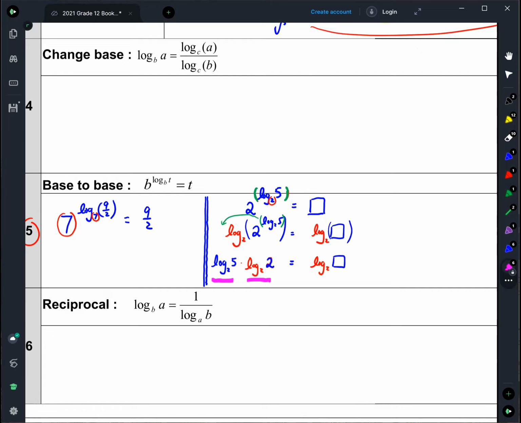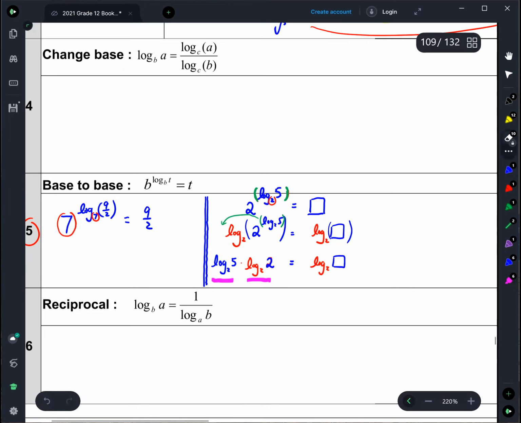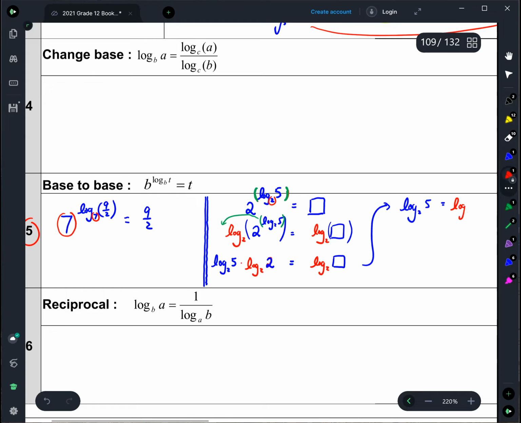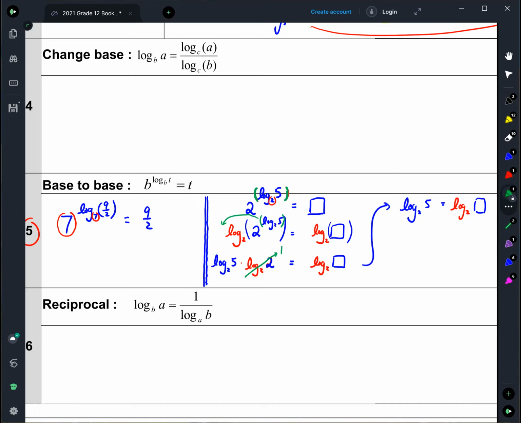Okay. Base 2 to the 1 equals 2. So this part equals 1. Go to here. I ran out of space. So log base 2 of 5 equals log base 2 of the box, right? Because this part becomes 1. When the base and the inside number are the same, it equals 1.